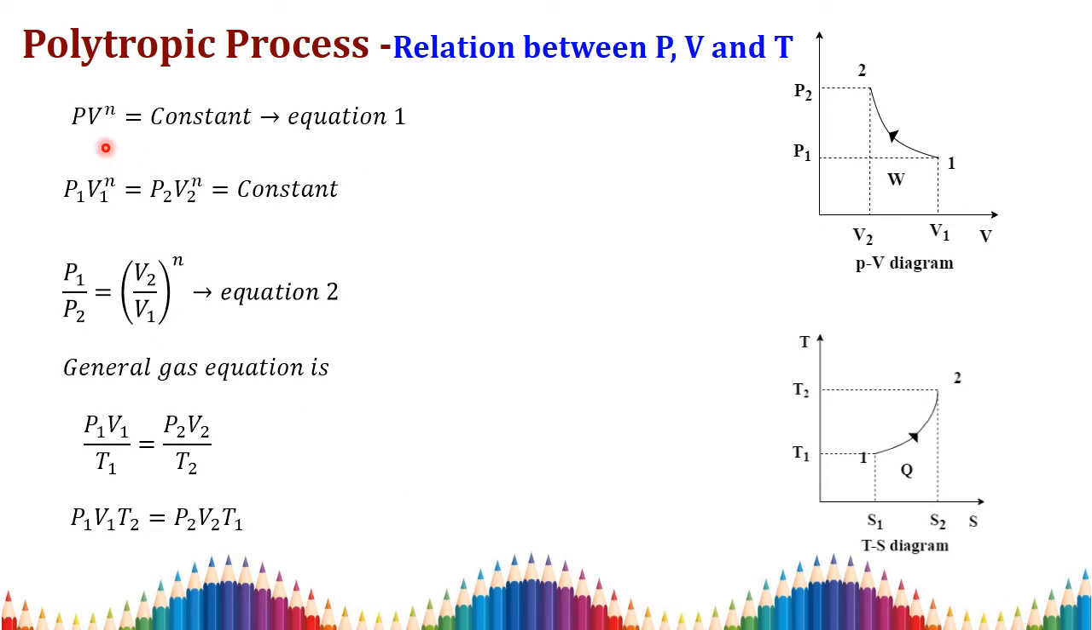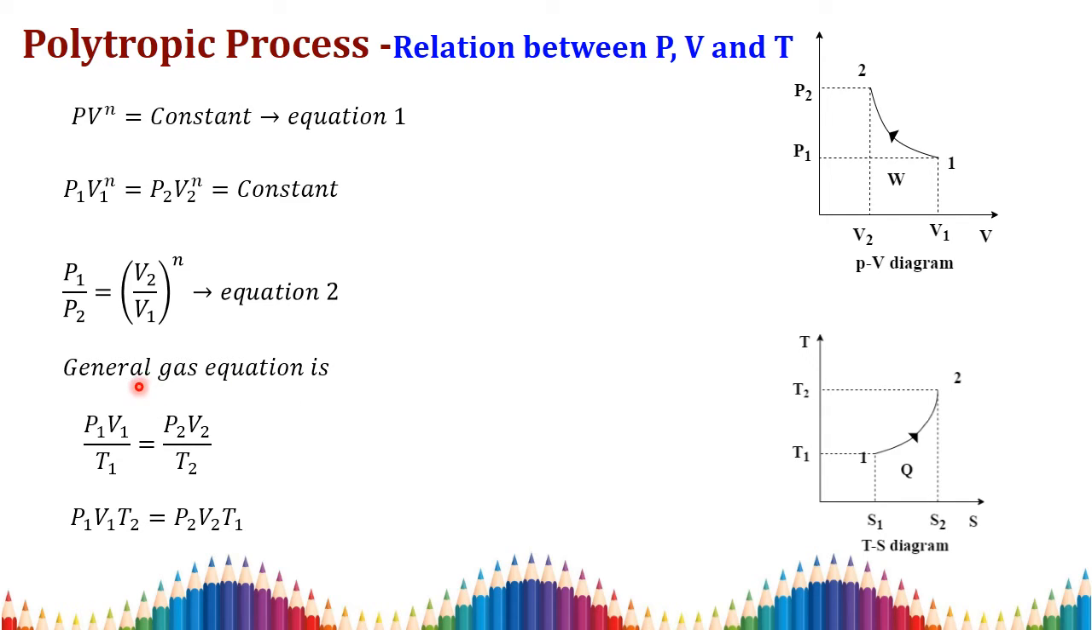As we know, it is PV^n equal to constant. When I apply the limits 1 and 2, that is the initial and final condition, to this equation, you get P1 V1^n equal to P2 V2^n. From this equation I find P1 by P2, which is equal to (V2 by V1) whole to the power of n. Keep it as equation number 2. Then from the general gas equation, as we all know, PV by T is equal to constant. The constant term is mR.